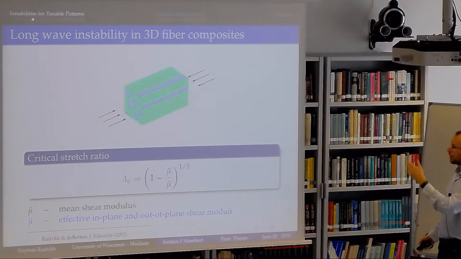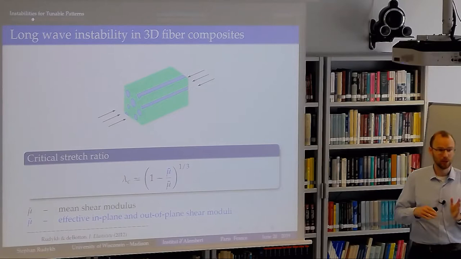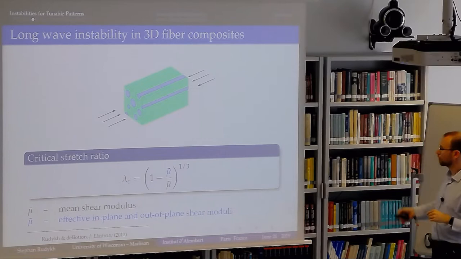This is a formula for macroscopic, for long wave instability. So we use just a tensor of elastic moduli, the effective one, to derive that. So if there is some microscopic instability developing, we cannot really capture it with this formula. And we're going to look into that.